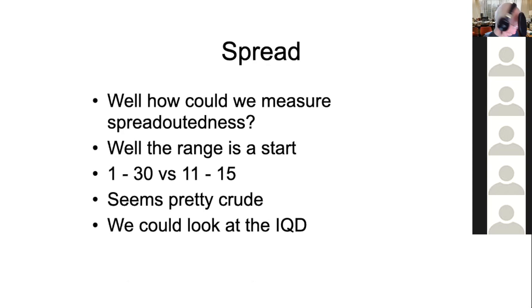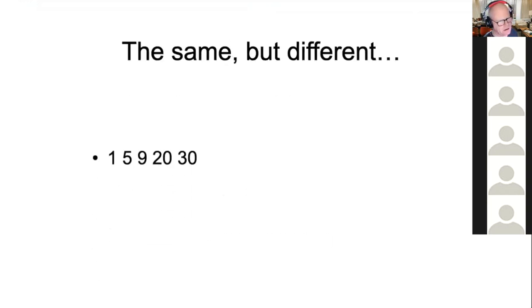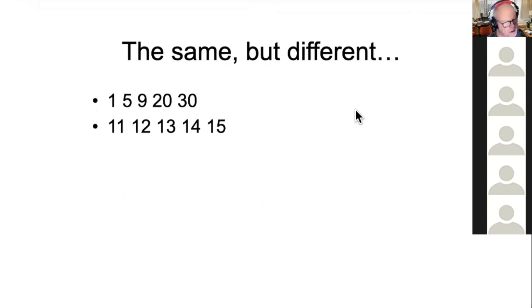We could look at the interquartile distances. It's still pretty crude. Let's go back here and take a quick look. For the top one, the median is 9, and the median here is 13. So the first quartile is 5 here and 20. Remember, it's just halfway between the median and the minimum, and the median and the maximum. So the IQD is 14 minus 12, which is 2, and 20 minus 5, which is 15. Again, this tells us this one's more spread out than this one, but it still seems very crude to me.